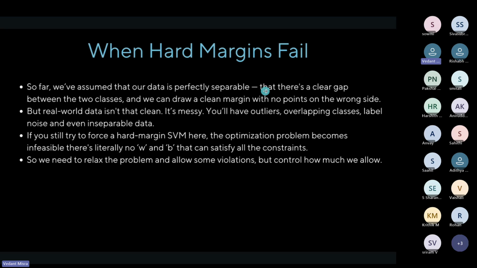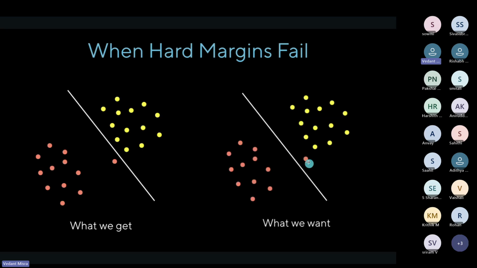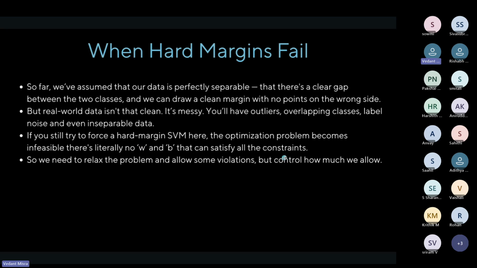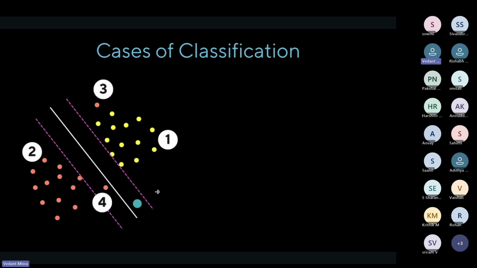So far, we've assumed data is perfectly separable, but obviously in real life, it will not be. So we need to relax that and allow some violations, allow some error in classification, but also keep control on how much error there is. So how do we do that? Before we do that, we look at the cases of error, or the cases of classification.